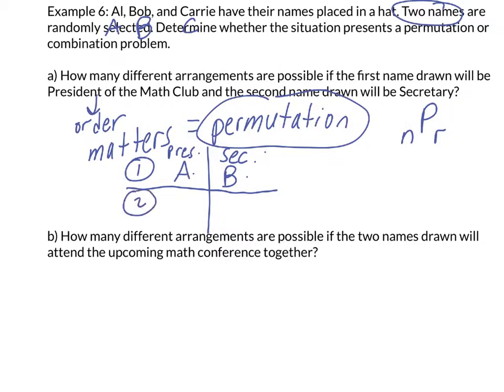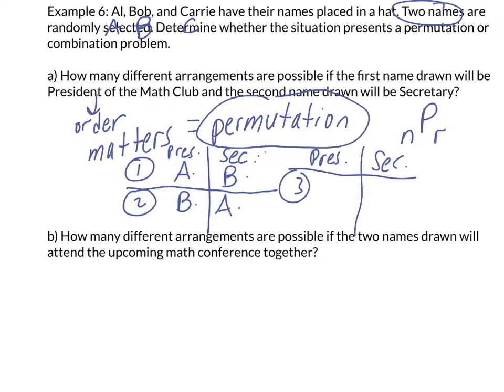However, here is why order matters. If I draw the same exact pair of names, but I draw Bob's name first and Al's name second, that's a totally different outcome, because now Bob is actually president, whereas Al is just secretary. So the order I draw the names matters. It creates a totally different outcome. That's what we mean by order matters. And there's definitely a few more scenarios that could occur here.